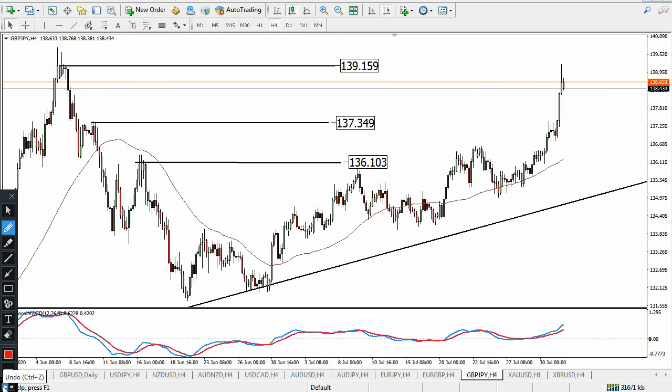So what will be the next move of pound yen? After achieving our three targets, now we are looking only for short positions and avoiding any kind of long positions. So all my view about the GBP yen is a downside move.